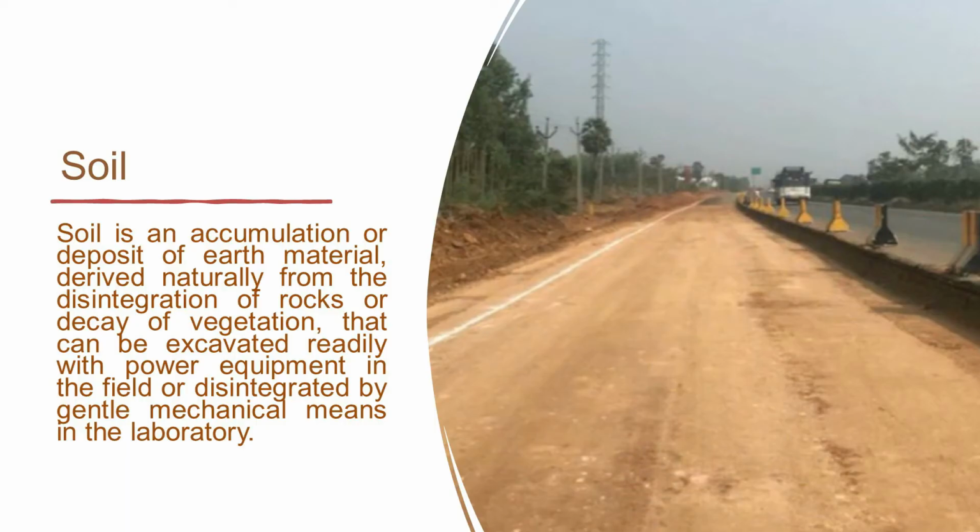Here is one of the materials used in highway construction, which is the soil. Soil is an accumulation or deposit of earth material derived naturally from disintegration of rocks or decay of vegetation that can be excavated readily with power equipment in the field or disintegrated by gentle mechanical means in the laboratory. In other words, soil is the thin layer of material covering the earth's surface. So it is formed from the weathering of rocks, katulad nga nasa presentation, and the decomposition of plants.